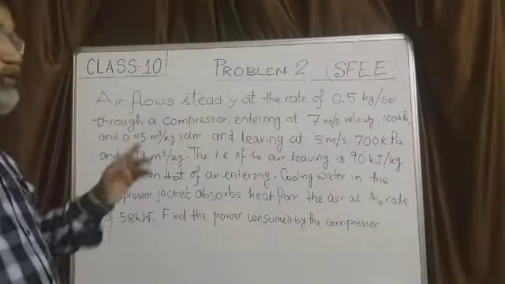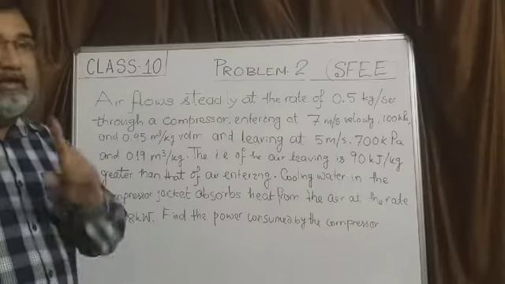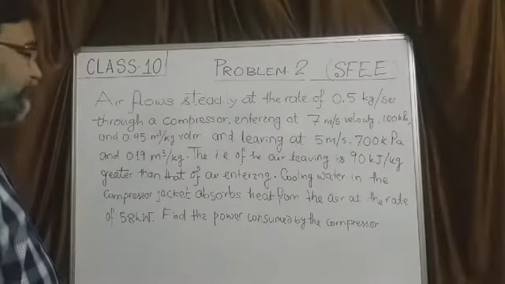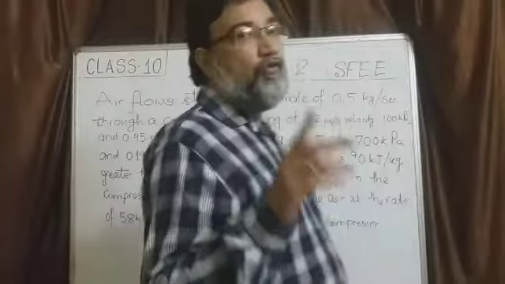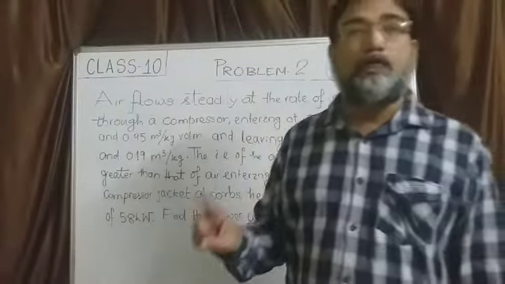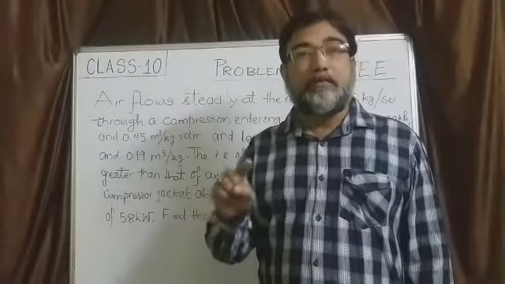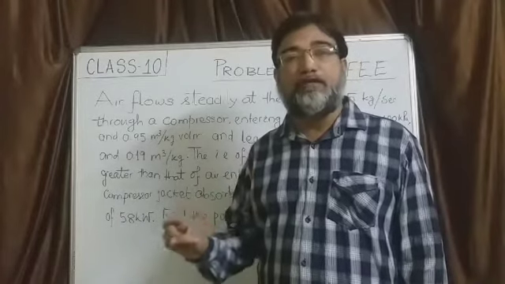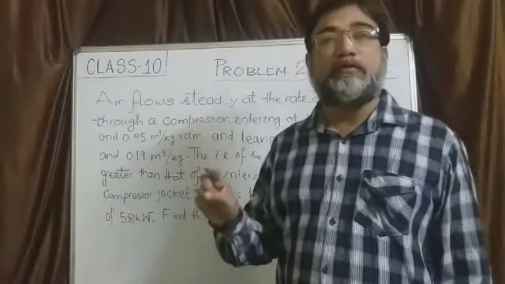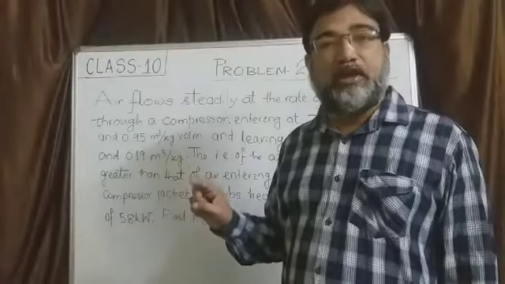Air flows. So what is the fluid here? Air. Air is the fluid. And for air, certain things you need to know. For air, the gamma value is 1.4. For air, the Cp value is 1.005. The Cv value is 0.718 kilojoules per kg K.